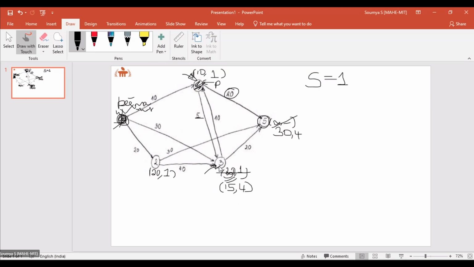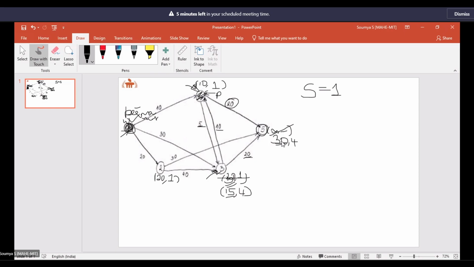Now what do I do? We see that 3 is connected to 4 whose cost is 10 and 3 is connected to 5 with cost 20. Which one can you relax? Look at this. What is the existing value? It is 30. But what will happen if I relax this? 15 plus 20 is what? It is 35, which is greater than what is existing here. So I am not going to do anything to this.